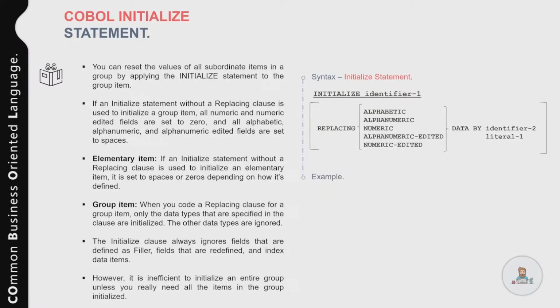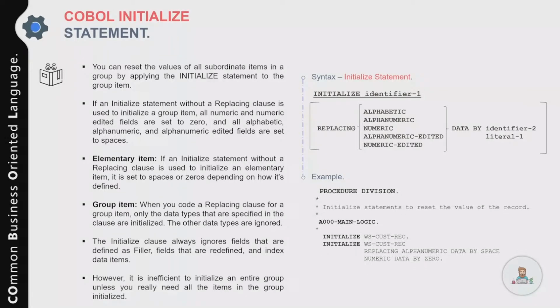Now let's talk about the syntax of the initialize statement. The syntax is pretty simple. You have the initialize keyword followed by identifier 1. Thereafter you have the replacing keyword. Thereafter you have additional options, that is alphabetic, alphanumeric, numeric, and these are used to specify the type of elementary items which are defined in your group variable. After that you have the data by keyword followed by identifier 2 and literal 1.